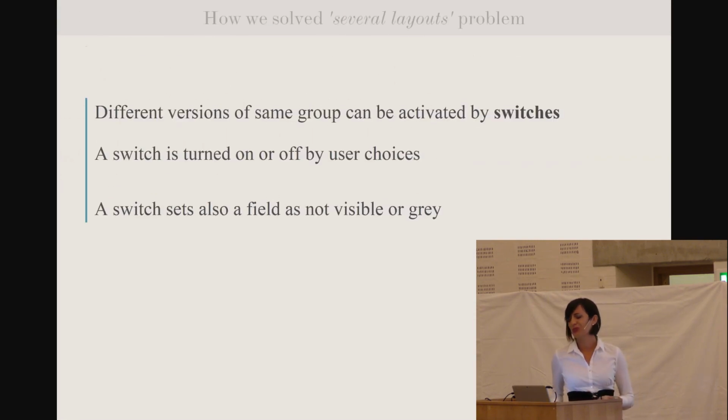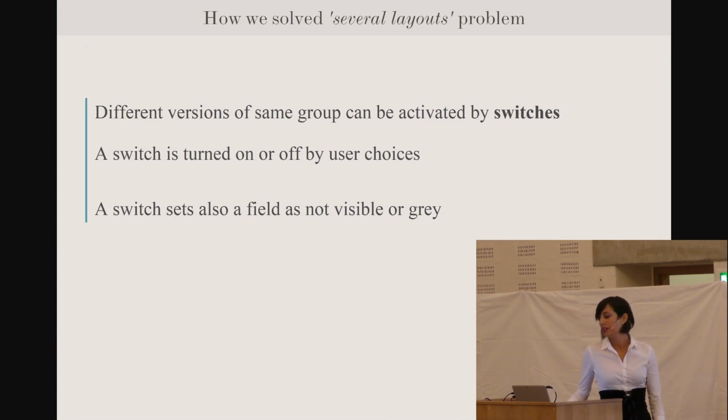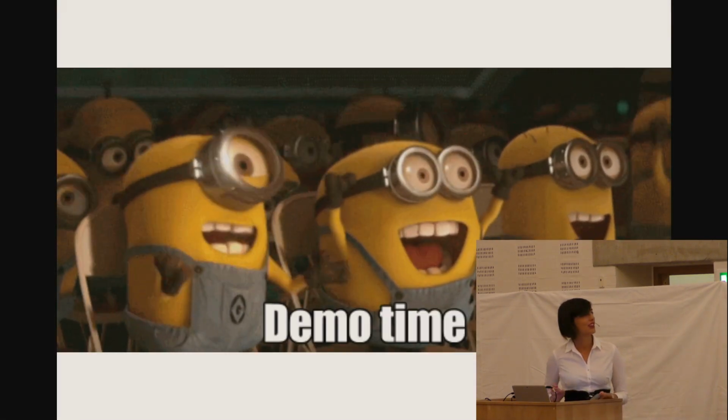I said before that one of our problems was the several layout problems. How did we solve it in the new mechanism? We create different versions of the same group and we put them into the script, and they can be activated by switches. So little by little, the users select, for example, the transaction, then the portfolios, the asset kind, and based on each user choice, some switches will turn on, some other will turn off, and the desired layout will show up. Switches also set fields like visible, not visible or gray. So, time for a demo.